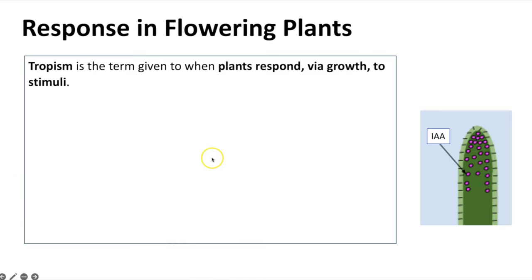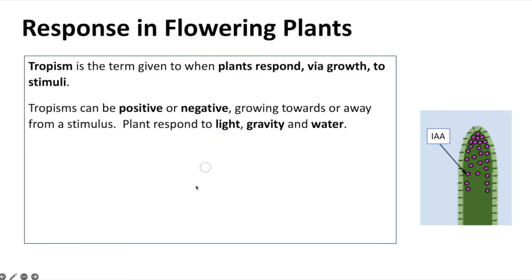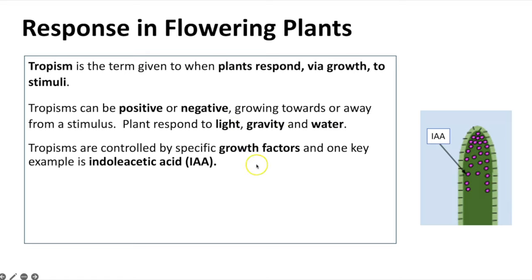So other responses are tropisms, and this is the term given to when plants respond via growth to a stimulus. You can have positive or negative tropisms. Positive means it's growing towards a stimulus. Negative means it's growing away from the stimulus. And plants typically respond to these three stimuli: light, gravity, and water.